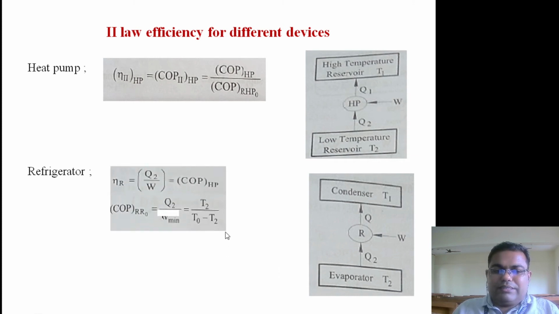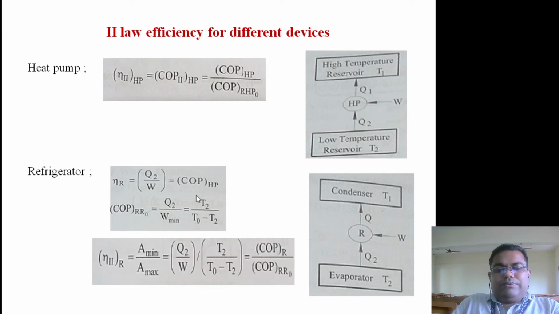So here we can say this is the actual COP, that is Q2 by W, and the reversible COP of the refrigerator operating between T and T naught will be something like T2 divided by T naught minus T2. So if we divide these two, now the question will arise: why are we not representing this as T naught? This is not T naught basically. In the refrigerator case, the warmer area will be the atmospheric temperature, so T1 will be replaced by T naught.